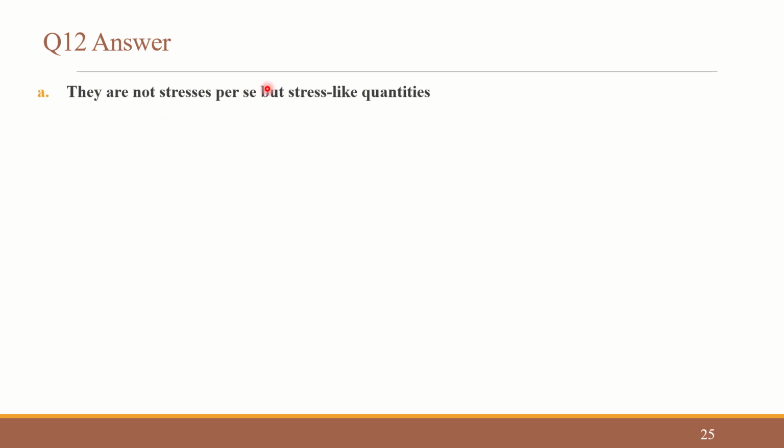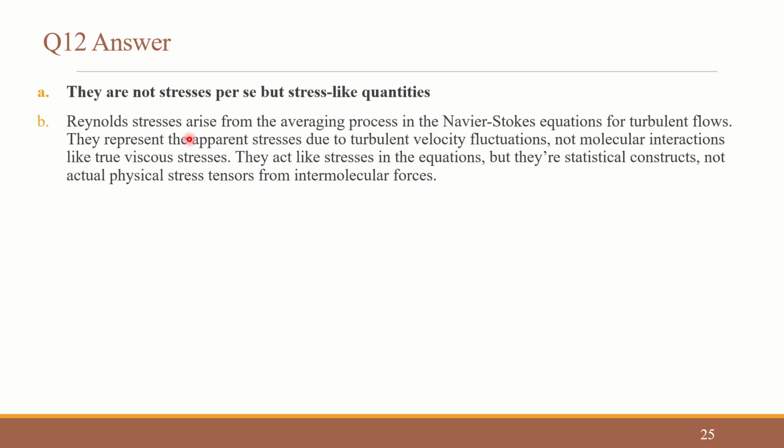They are not stresses per se but stress-like quantities. This is true. Reynolds stresses arise from the averaging process in the Navier-Stokes equations for turbulent flows. They represent the apparent stresses due to turbulent velocity fluctuations, not molecular interactions like true viscous stresses. They act like stresses in the equations, but they are statistical constructs, not actual physical stress tensors from the intermolecular forces. So, Reynolds stresses arise when we do the averaging process in the Navier-Stokes equations for turbulent flows. In turbulent flow systems, we average and we get the Reynolds stresses.